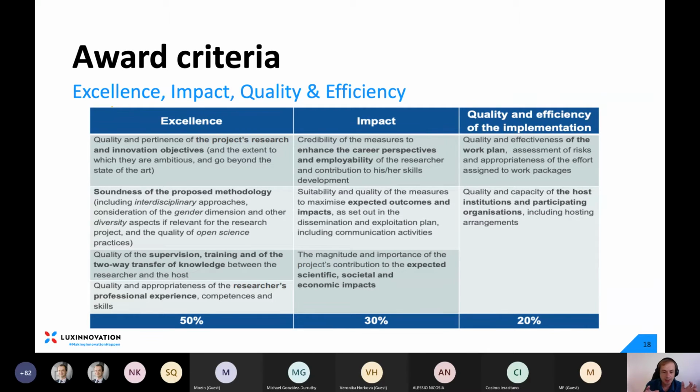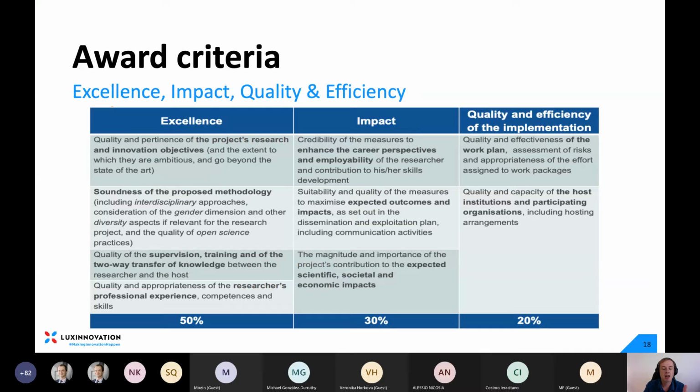Traditionally, as a young scientist, you are very much used to writing part 1, the excellence part. It's about why you are doing what you're doing, what the background is, which experiments you do. It's like writing a paper. So please don't forget about part 2 and part 3. They are just as important. In total, they also count for 50%.